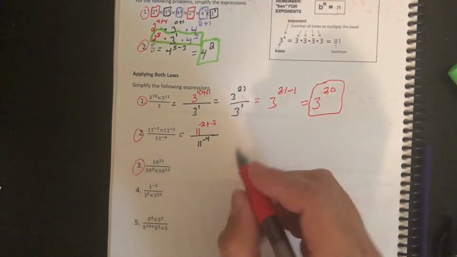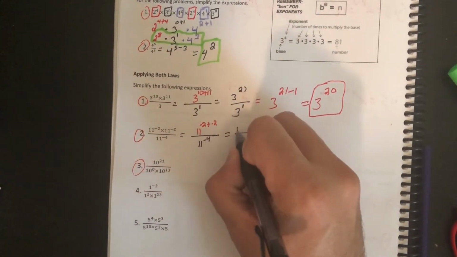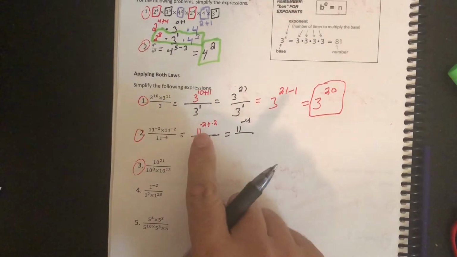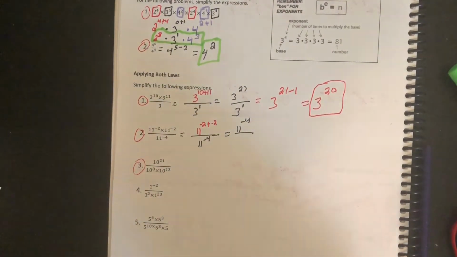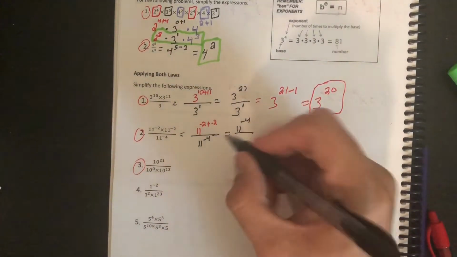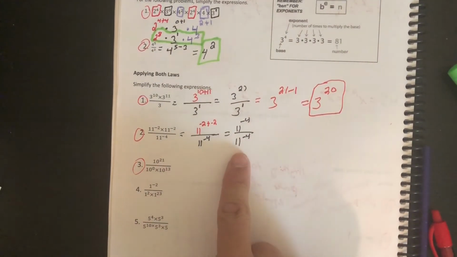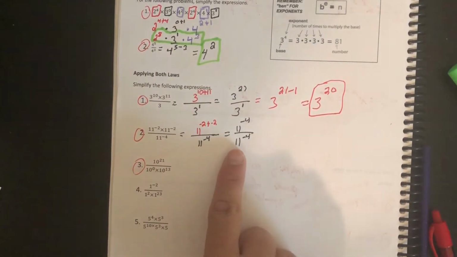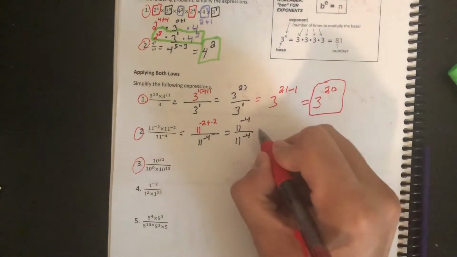So let's go ahead and fix that. So 11 to the power of negative 4, because negative 2 plus negative 2 is negative 4. And you can use your calculator to add those two numbers if you need to. Okay? And then the bottom number is 11 to the negative 4. Now I can use my quotient rule to divide.